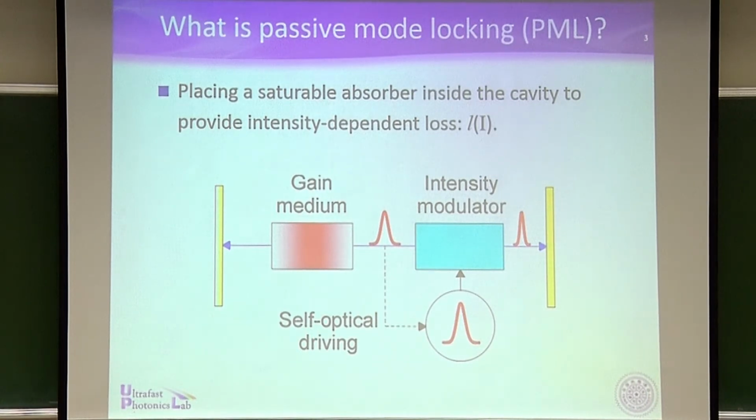Where is the driving source now? The driving source is the optical pulse itself inside your laser cavity. So your optical pulse serves as the driving source to your modulator, and your modulation function will change with your optical pulse. It's no longer a static modulation curve. It's a dynamic curve. That's the fundamental difference from active mode-locking. And the modulator is the so-called saturable absorber we introduced in lesson 3. Any question?